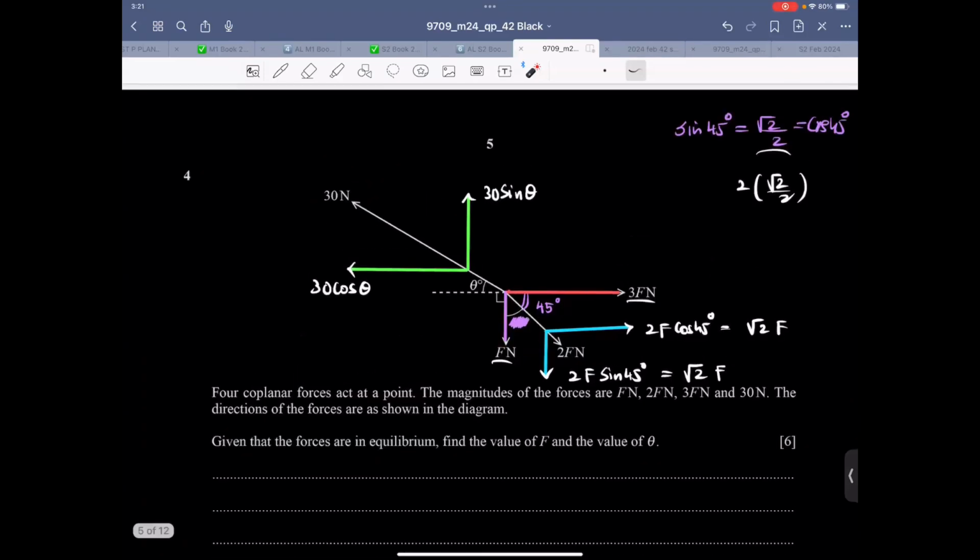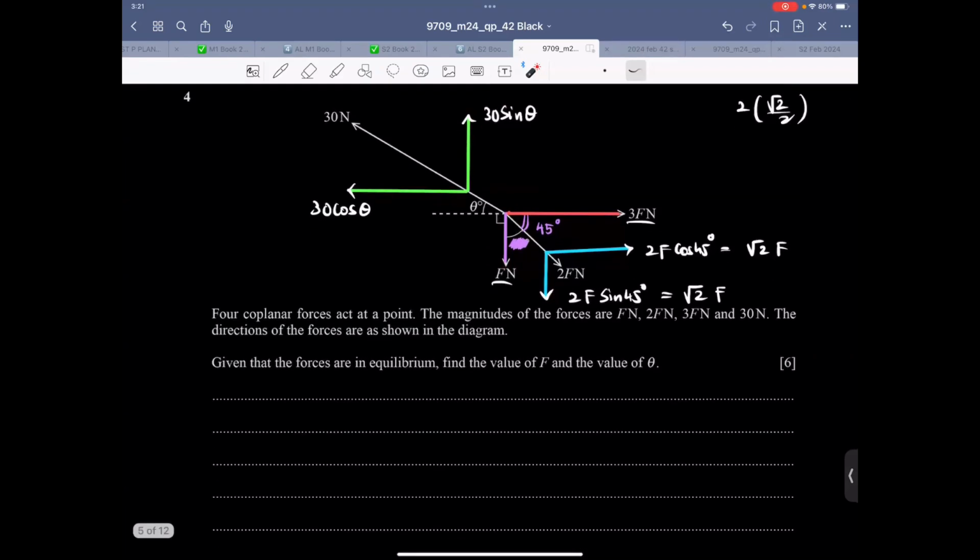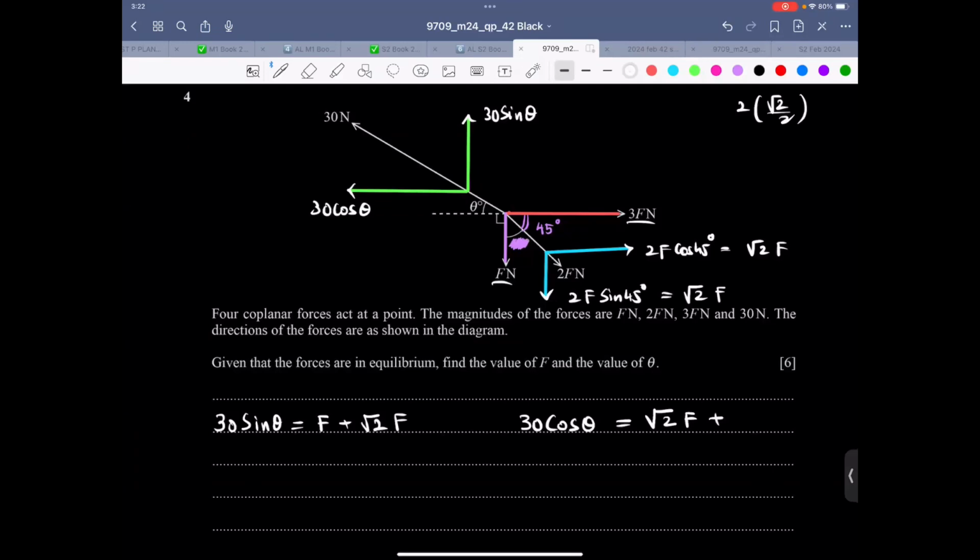So now the upward force is equal to these two downward forces. So 30 sine theta equals F plus root 2 F. And the other equation is this, the leftward force equals the sum of the two rightward forces. So 30 cosine theta equals root 2 F plus this one is 3F.